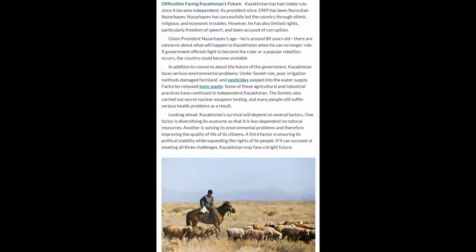Under Soviet rule, poor irrigation methods damaged farmland, and pesticides seeped into the water supply. Factories released toxic waste. Some of these agricultural and industrial practices have occurred in independent Kazakhstan. The Soviets also carried out secret nuclear weapons testing, and many people still suffer serious health problems as a result.